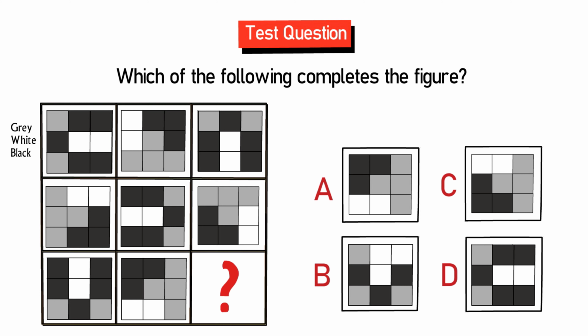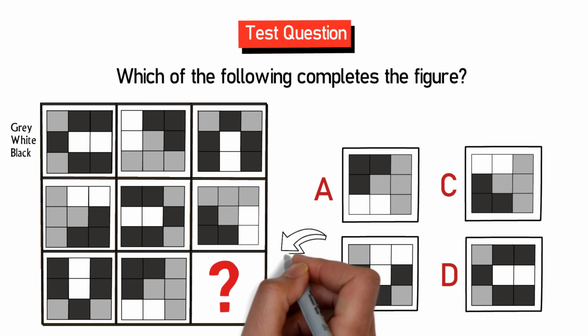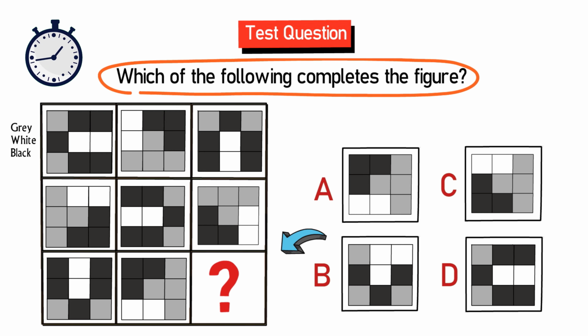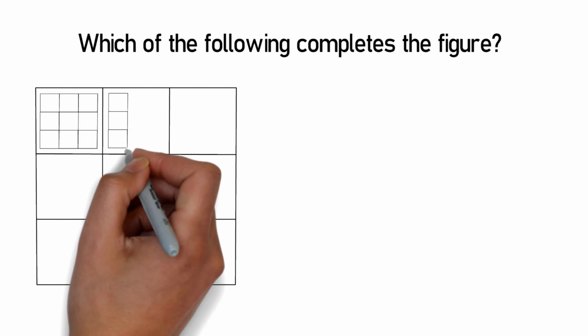One 3x3 square is missing, and you need to select out of the 4 possible choices, choices A, B, C, and D. And your goal is to determine which of the following shapes completes the figure. Take a close look and see if you can identify the missing item. Do you think you know the answer? Let's continue to see how we can get to the correct solution together.